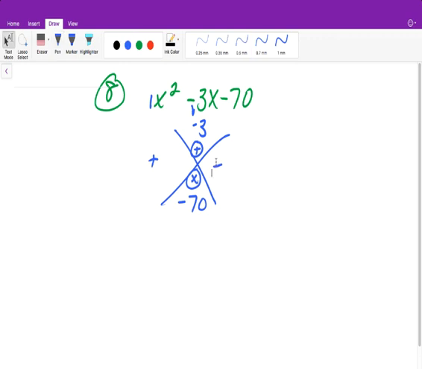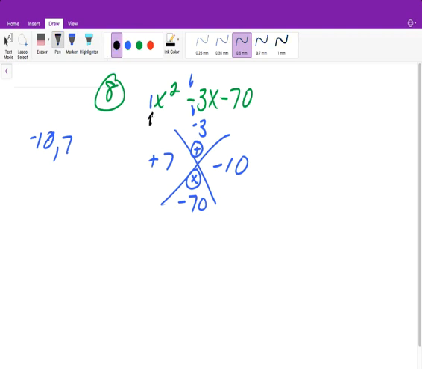So then numbers that multiply to negative 70 and have a difference of 3 are 10 and 7. All right, so now which one has to be positive and which one has to be negative? Well, since this number is negative, the larger number must be negative. So it'll be negative 10 and positive 7. Then check our work. 7 times negative 10 is negative 70. Negative 10 plus 7 is negative 3.